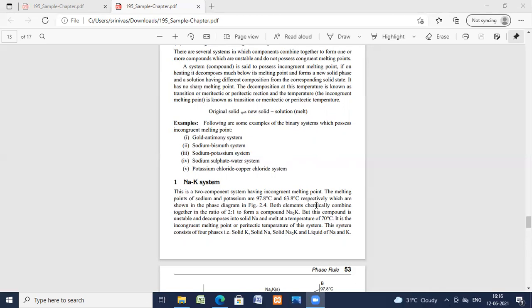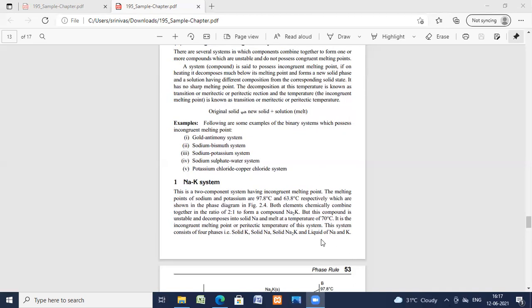Both the elements chemically combine together in the ratio of 2:1 to form the compound Na2K. This compound is unstable. It decomposes into solid Na and melt at a temperature of 70 degrees centigrade. It is the incongruent melting point or peritectic temperature of the system.